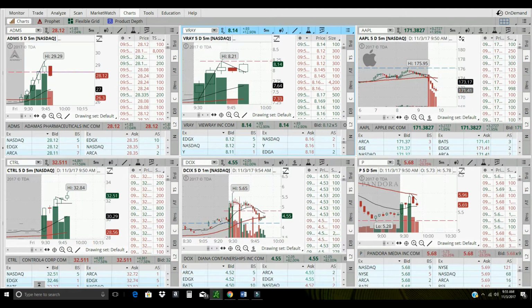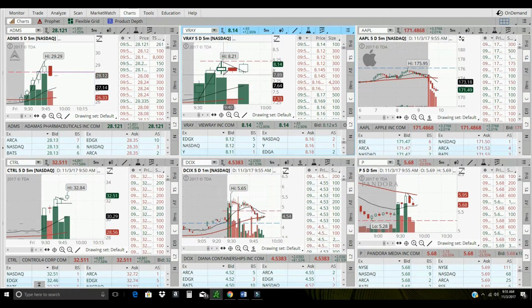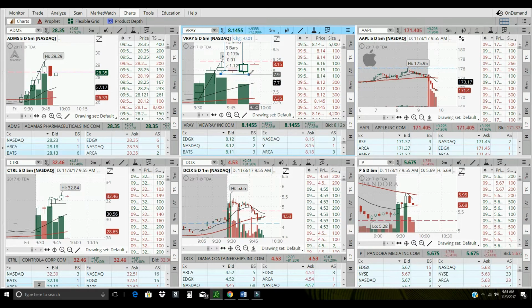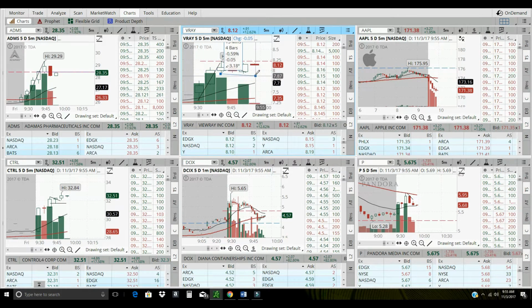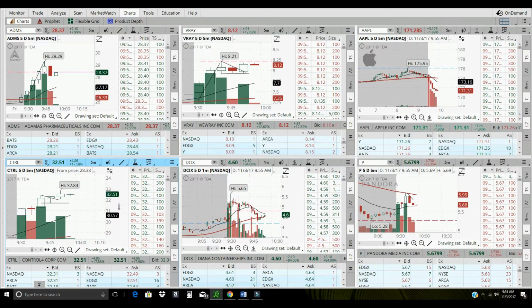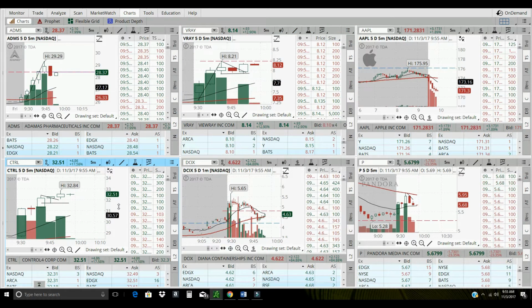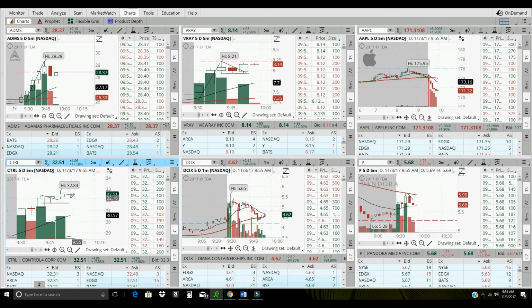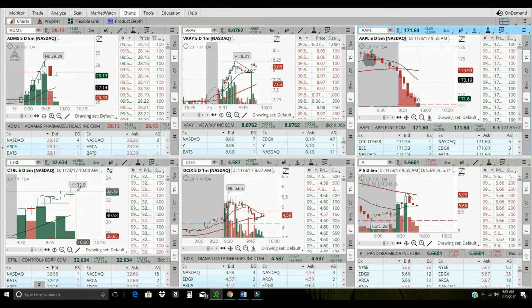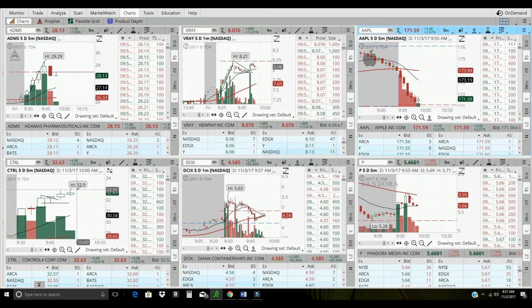So I'm filled at 8.14, 3,000 shares on VRAY. Still long CTRL. Stop is at 32.34. Sold 250 shares up here around 32.70. Just hit 32.90 on CTRL. I will sell some more between 32.95 and 33.